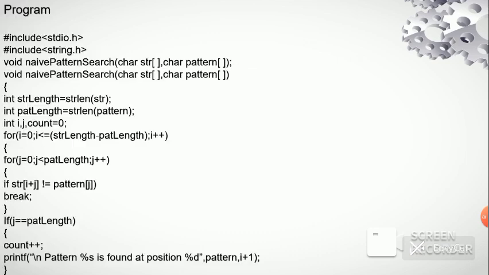Now we will be seeing a C program for keyword searching in text. We will be using two header files, that is stdio.h and string.h. Stdio.h is used for input-output functions and string.h for string functions. Function declaration: void naive pattern search, char string, char pattern, declares the function that performs the naive pattern search.